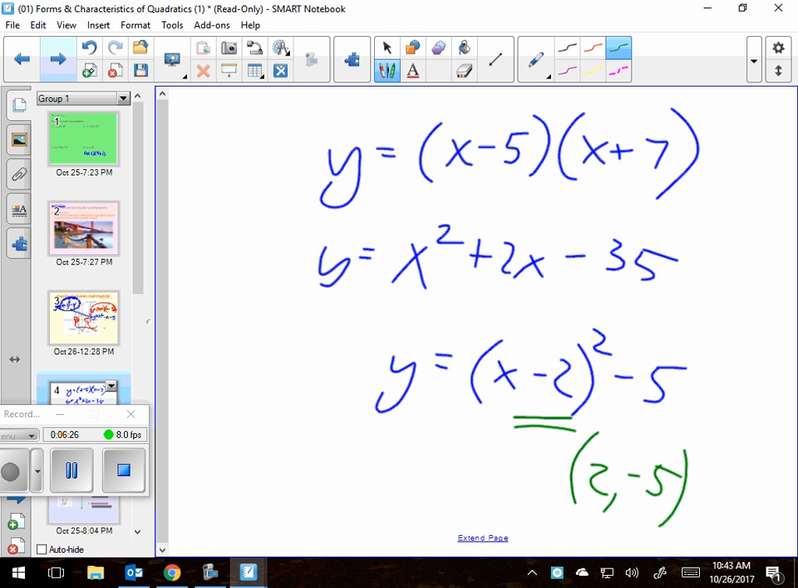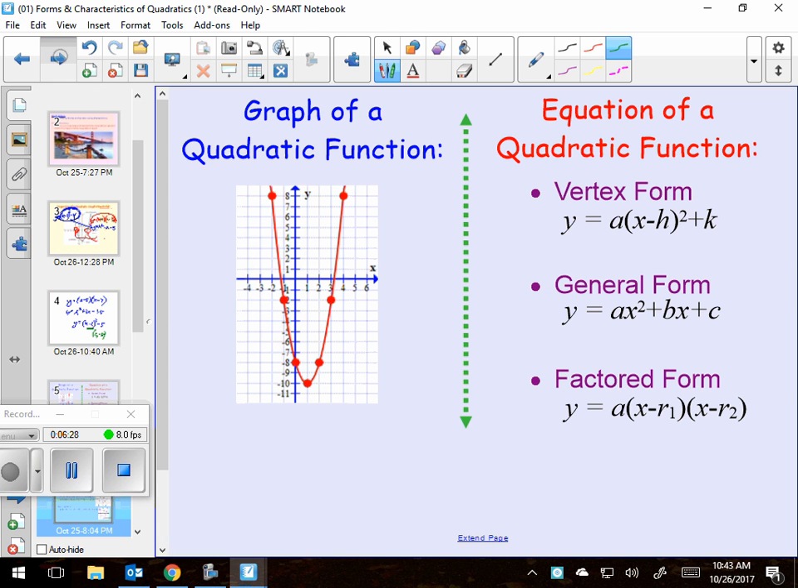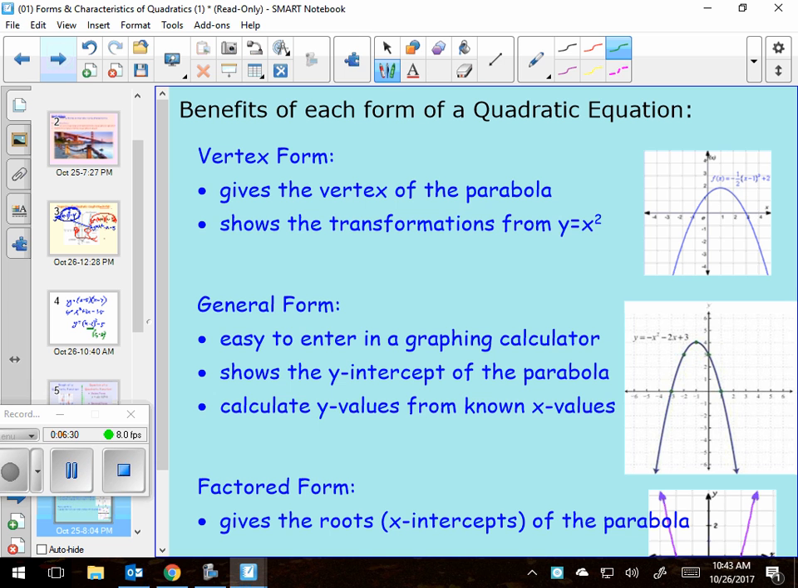Now, there's a couple little easy things I need to clean up at the end here. And this, again, lists the benefits of vertex, general, and factored. If you're more of a type person who likes to see it written out, there's your list of the things you'd have to know about those three forms.